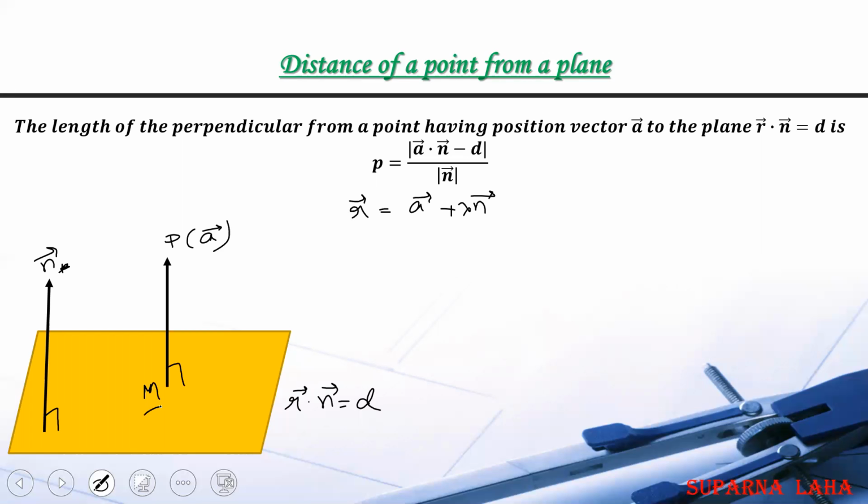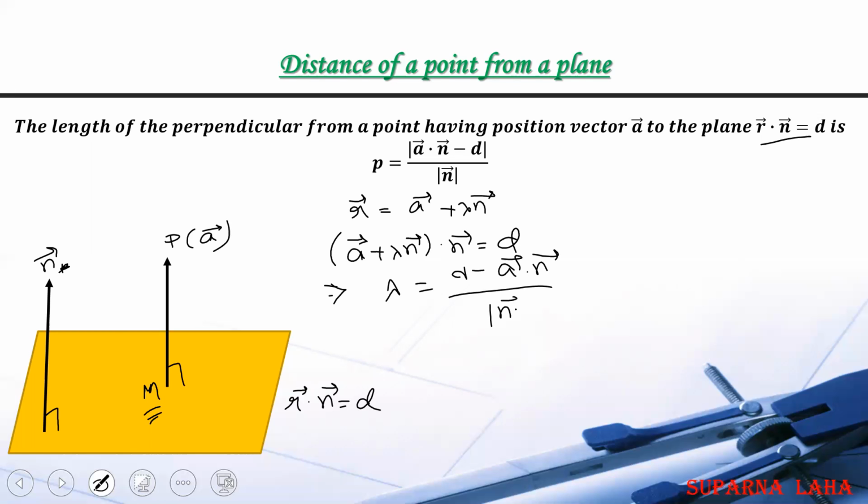Now since M is a point on the plane, it will satisfy the equation of the plane. So putting the value of r vector A plus lambda n into the dot product with n equals d, from here you can establish the value of lambda, that is equal to d minus A dot n upon the square of the modulus of n.